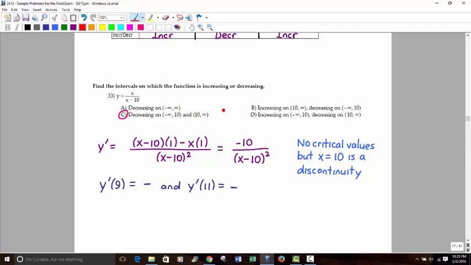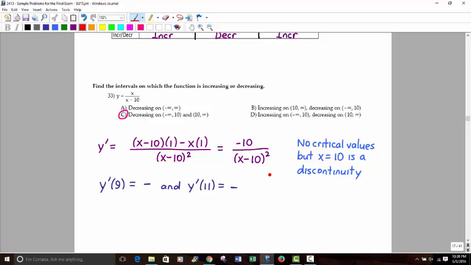Now here's an increasing and decreasing problem. All right, so you take the derivative using the quotient rule, and you end up with -10 over (x minus 10) squared. Which means when you set that equal to 0, you don't get any critical values. But remember, anytime that you're making a sign chart, whether it's a first derivative or a second derivative sign chart, you want to include two things, especially when you're talking about increasing and decreasing and concavity. You have to include all discontinuities in there.